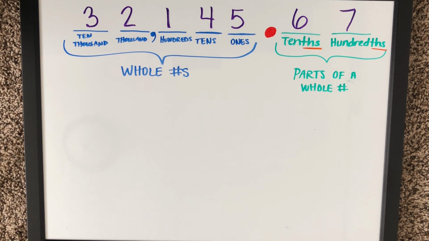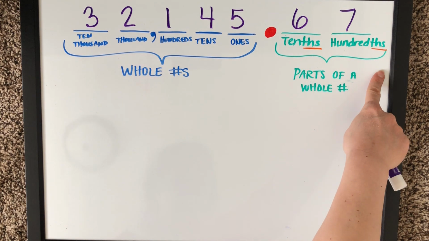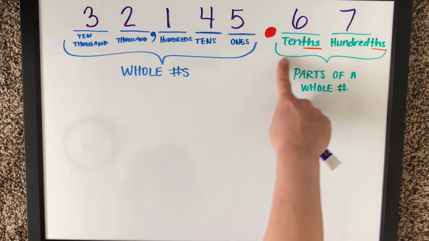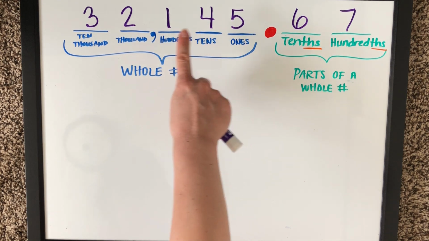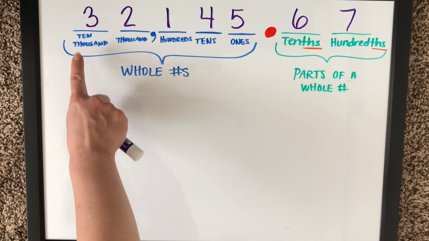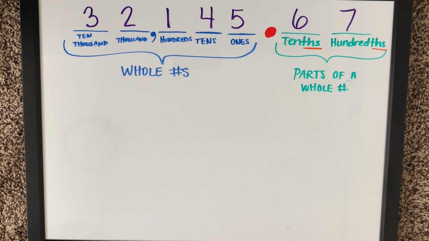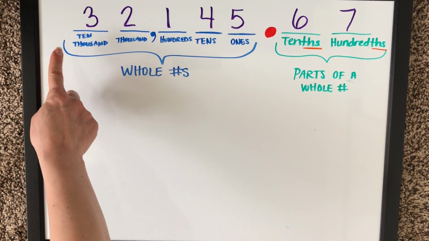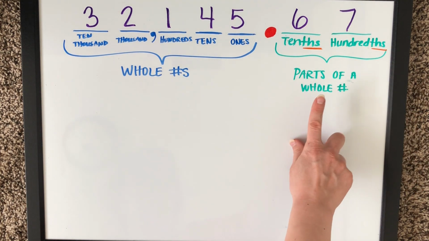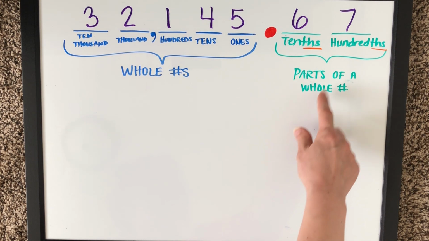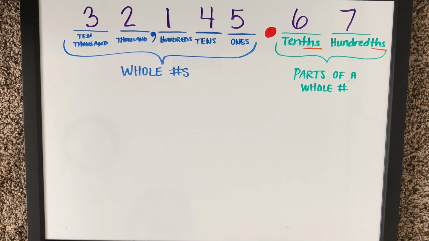If I said place value, you would say TH on the right side: hundredths, tenths, decimal point right here, ones, tens, hundreds, thousands, ten thousands. Our decimal numbers are broken up into two parts. To the left of the decimal are our whole numbers. To the right of the decimal are our parts of a whole. They always end in TH.